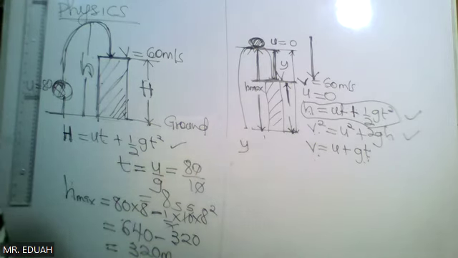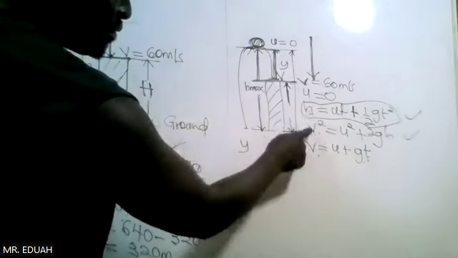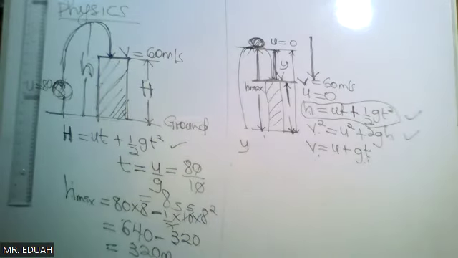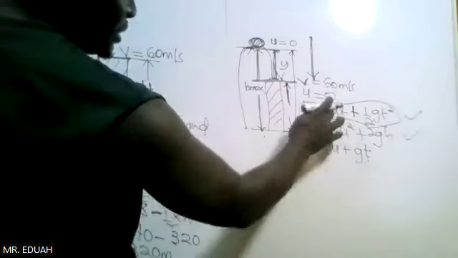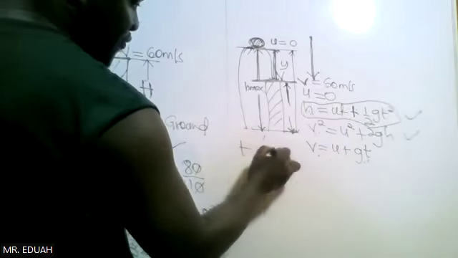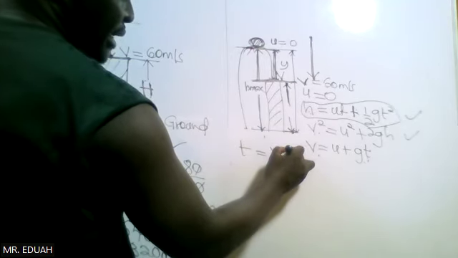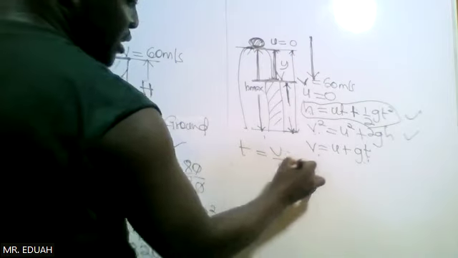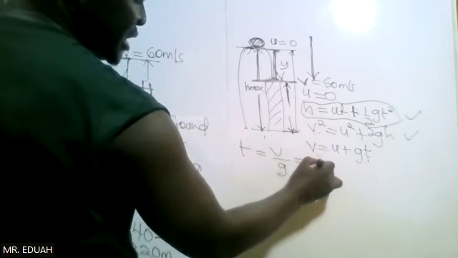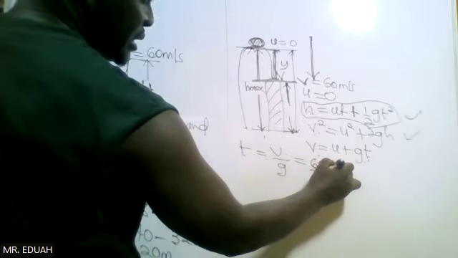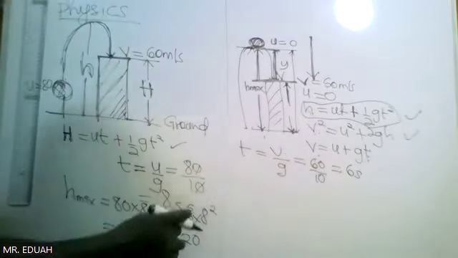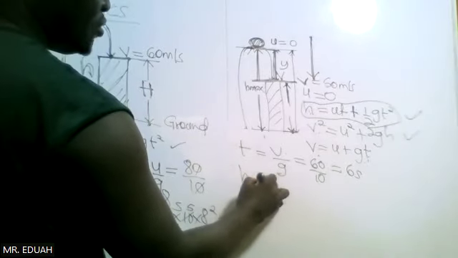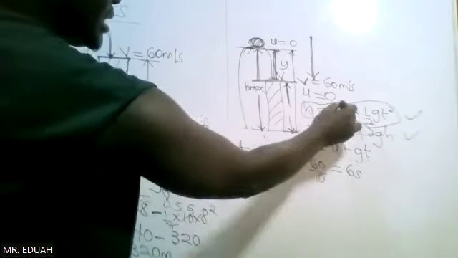What have you made for Y? Please, 180. So did you get the same value for equation 2 and 3? Yes, please. If you use equation 3, then you need T. T will be equal to V minus U, U is 0, over G. V is 60 divided by 10, so this is 6.